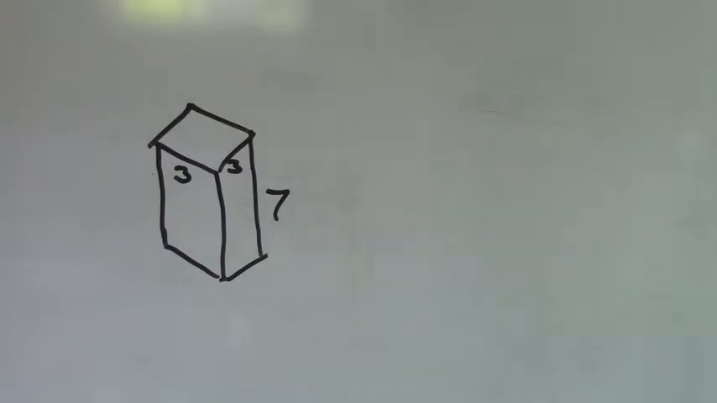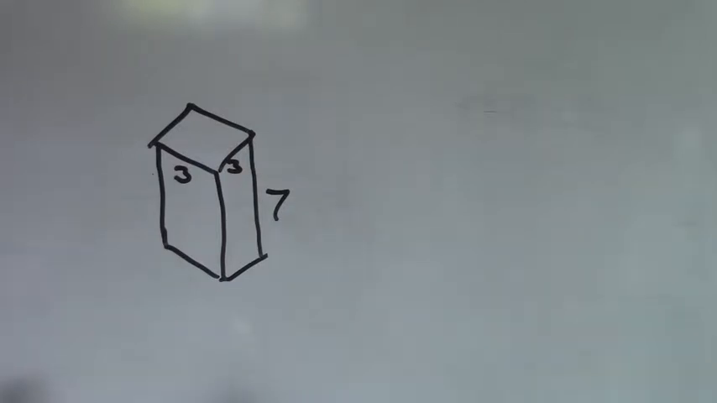Wait, perimeter or volume? Volume. So volume, I multiply the numbers together. Alright, so tell me what it is. Okay, 7 times 3 times 3. Oh, why are you going to make it hard? What's 3 times 3? 3 times 3 is 9, times 7, 63. Done. Why you got to make it hard?